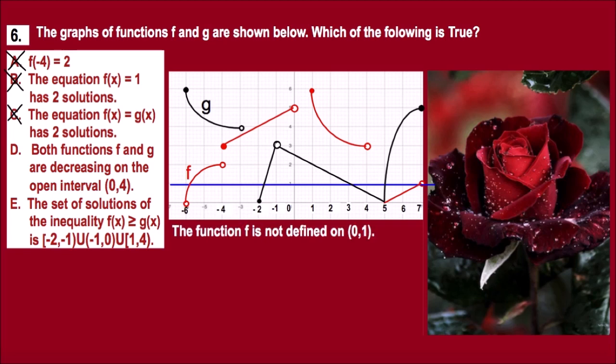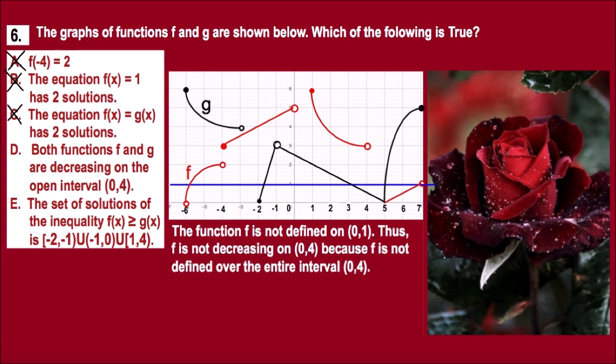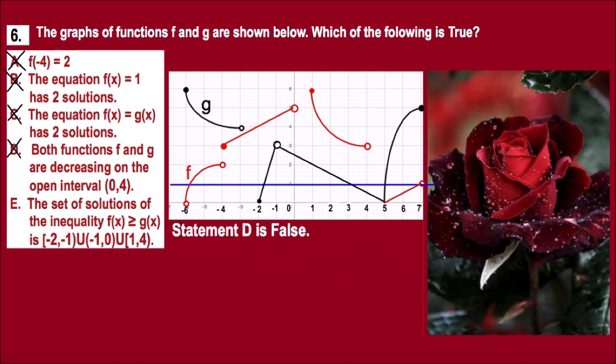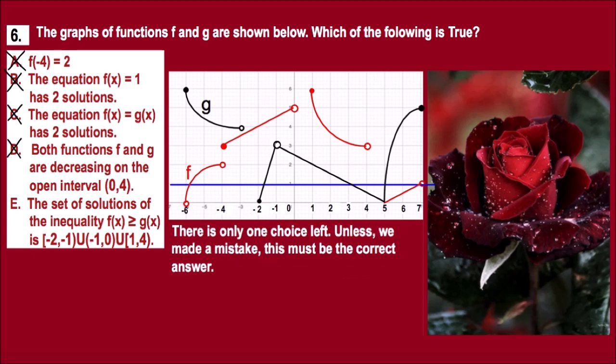Statement D. Both functions f and g are decreasing on the open interval 0, 4. The function f is not defined on the open interval 0, 1. Thus, f is not decreasing on open interval 0, 4 because f is not defined over the entire interval 0, 4. Statement D is thus false.